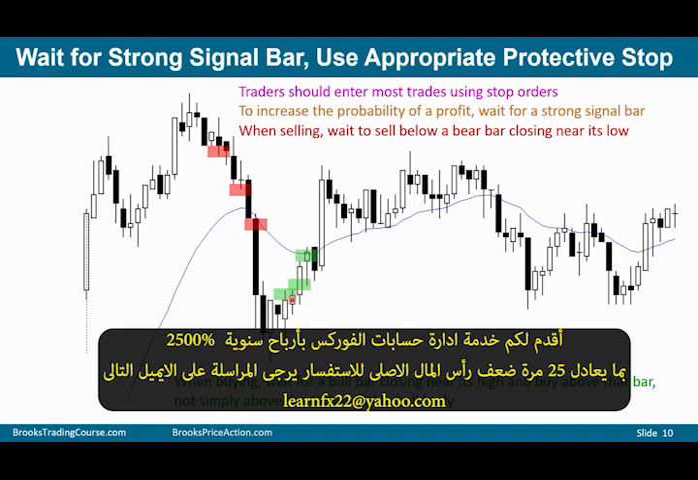We have 3 bull bars. Traders will buy above that bull bar, get filled here. Bull bar closing near its high, they could buy with the stop above that bar and get filled here. They could buy closes, or they could buy with the stop above the high of the prior bar.